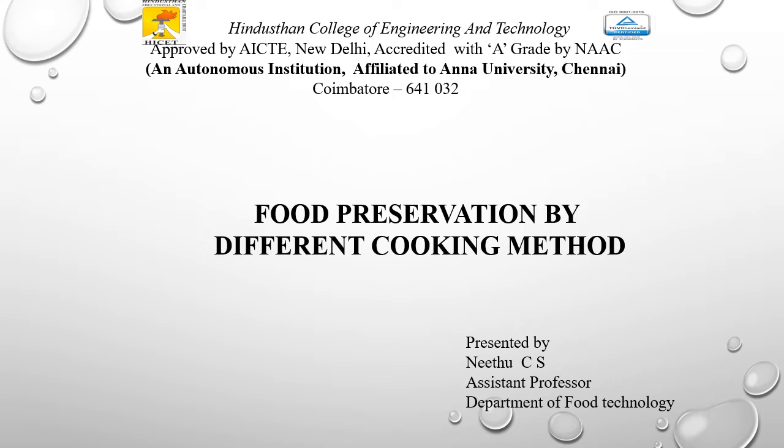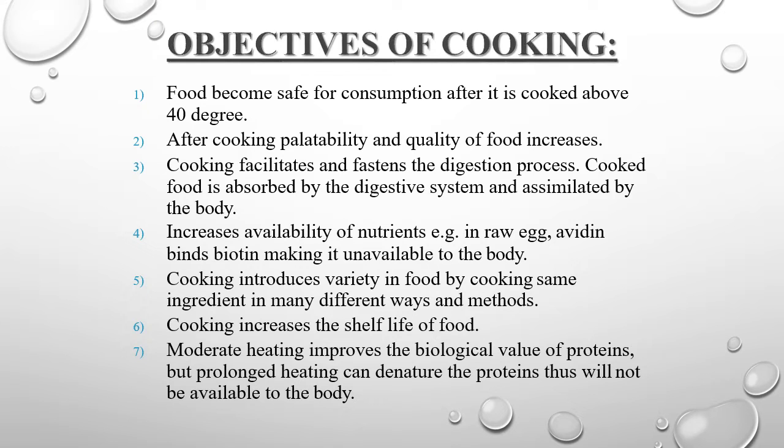Today I'm going to discuss food preservation by different cooking methods. The objective of cooking is that the food becomes safe for consumption after it is cooked above 40 degrees Celsius. After cooking, the palatability and quality of the food increase, and cooking also facilitates and speeds up the digestion process.